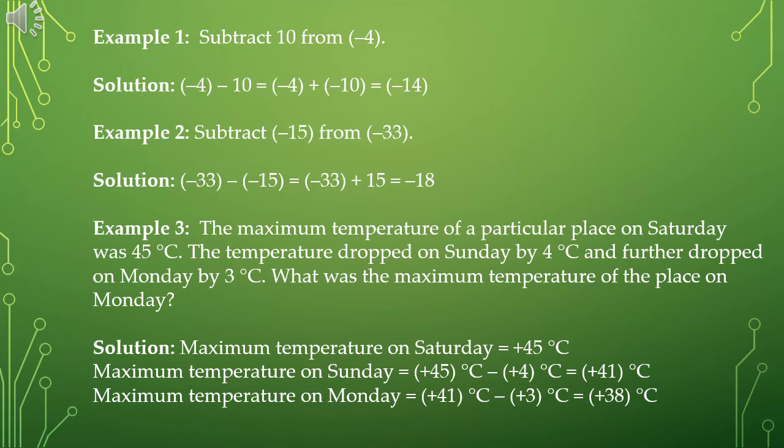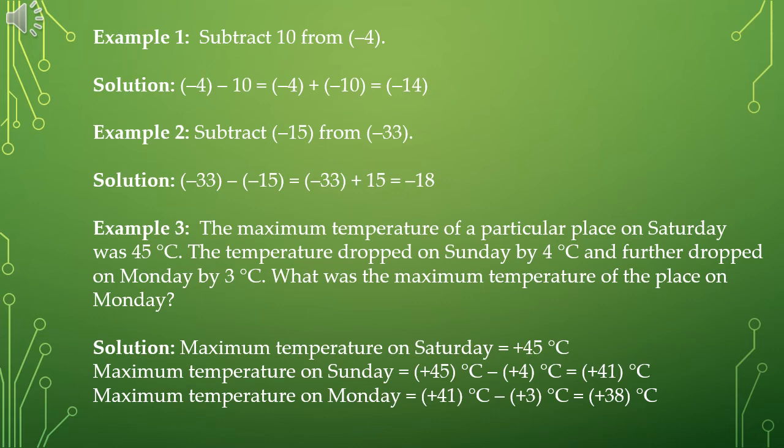Now let us come to the third example: the maximum temperature of a particular place on Saturday is 45 degrees. The temperature dropped. Now we are talking about the dropping of temperature. Whenever we talk about the dropping of temperature, we have to consider it as a negative integer. Like it is dropped by 4 degrees, so we will consider it as dropped by minus 4 degrees, and further dropped on Monday by 3 degrees. So further it is again dropped by minus 3 degrees.